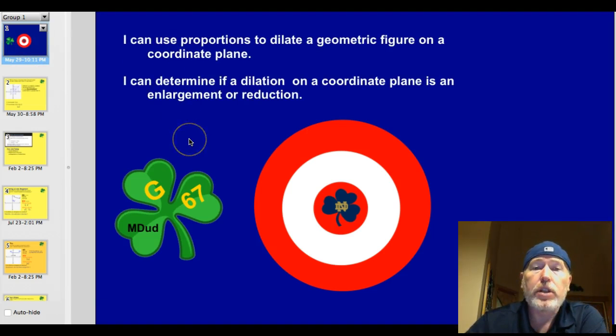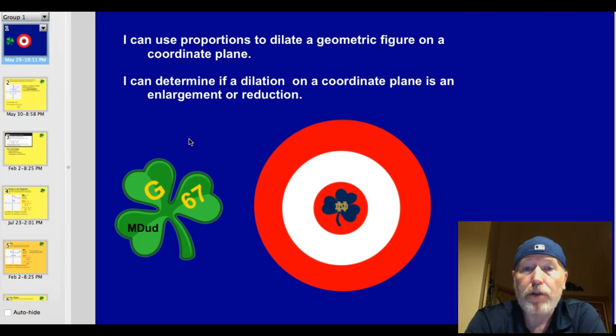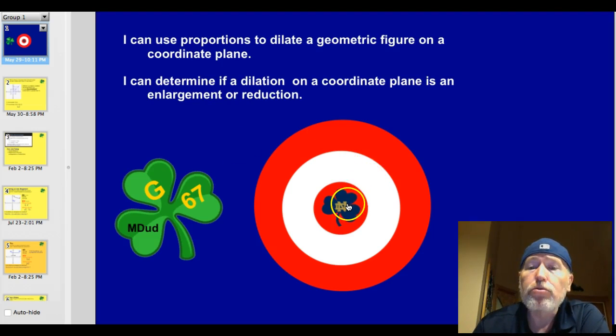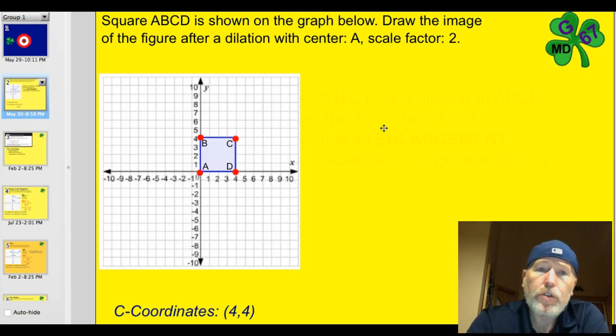Tonight our targets are: I can use proportions to dilate a geometric figure on a coordinate plane, and I can determine if a dilation on the coordinate plane is an enlargement or a reduction. Let's do this thing. Tonight, square ABCD is shown on the graph below.